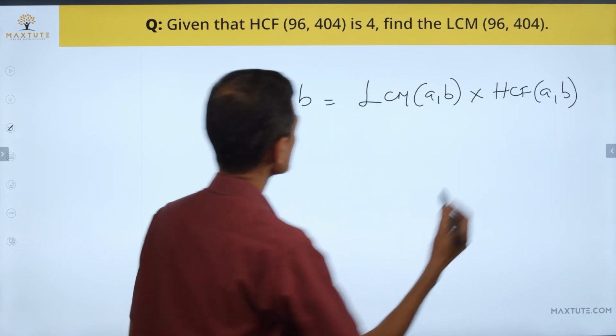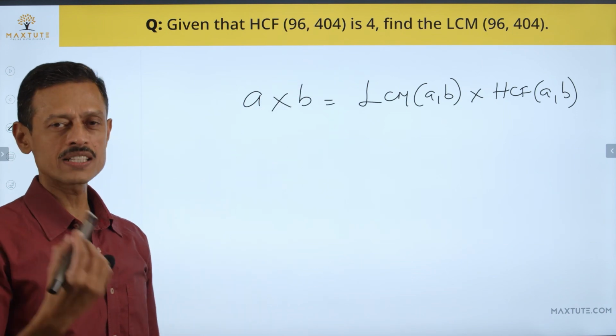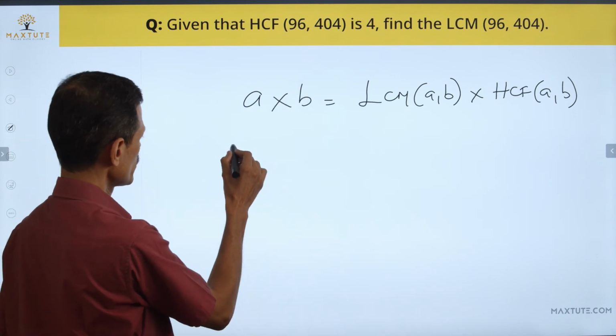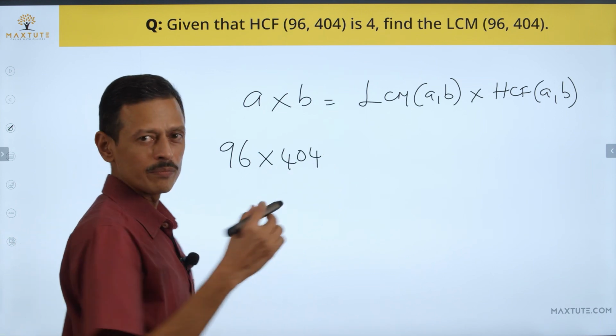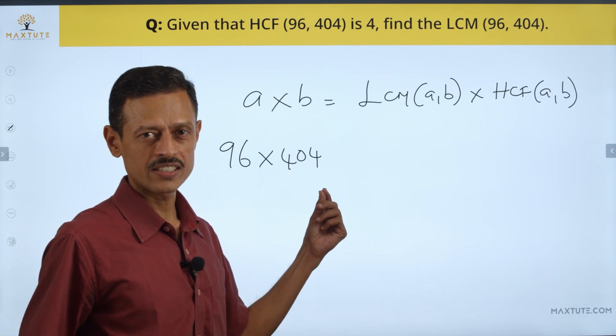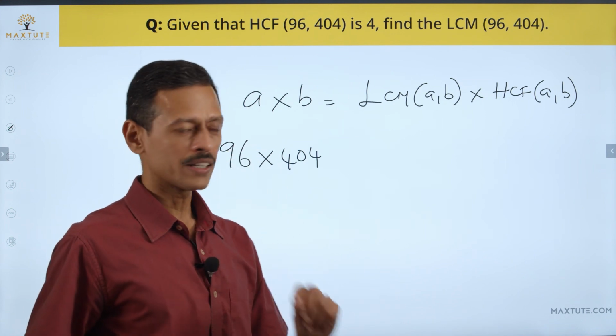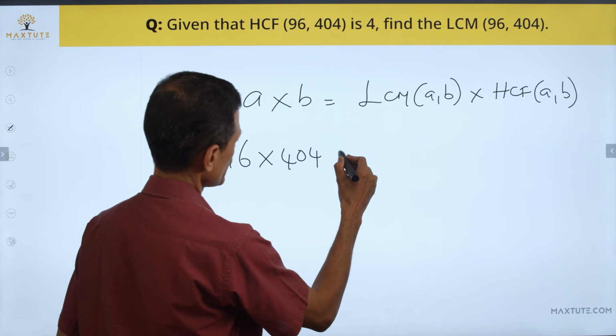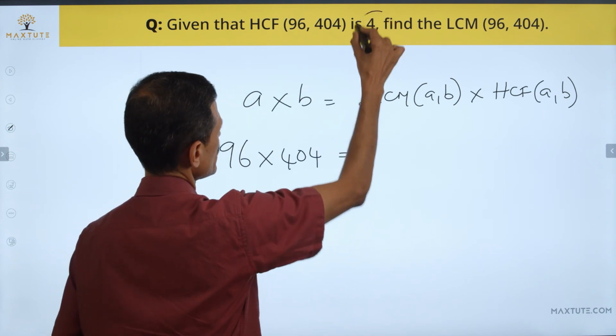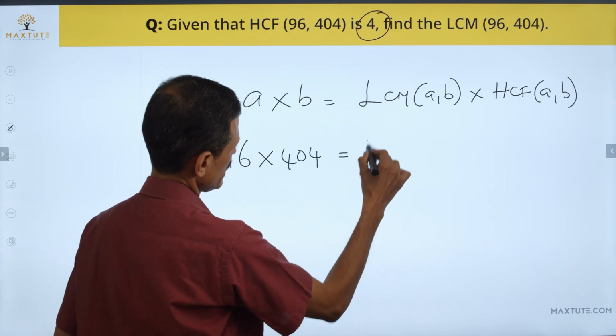What all are known to us? A and B are known to us. The numbers are 96 and 404. So, let us write that first, 96 times 404. Don't make the mistake of computing it at this stage. When required, we will compute it because things on the right hand side might cancel with this. LCM is what we need to find out. What is given? HCF of these two numbers is given to be 4. So, we will have to find out the LCM.